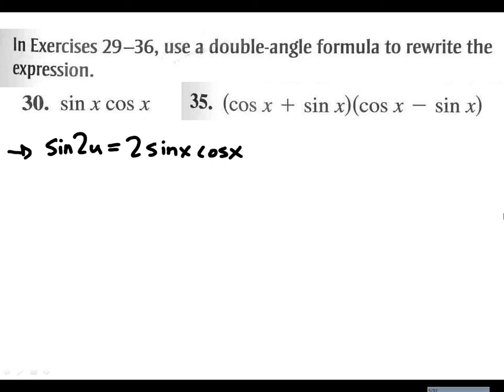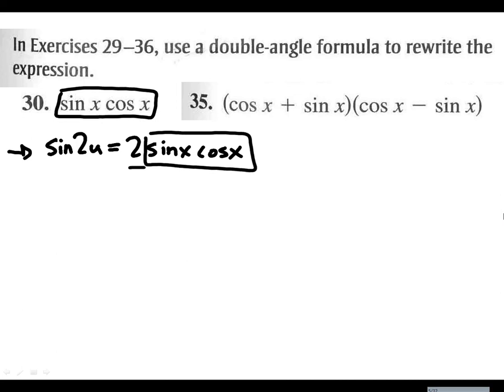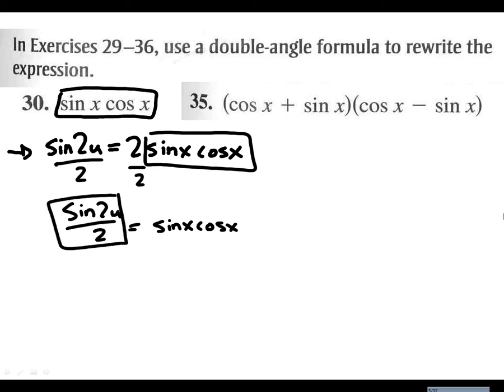All right, check. That's one of these. And we want to rewrite this, so we want to have just this on one side of the equation. Well, that's this right here. So we're just one step away. We've got to divide by 2. And so we'll have sine of 2u over 2 equals sine x cosine x, which is what we want. So that's our answer, sine 2u over 2.